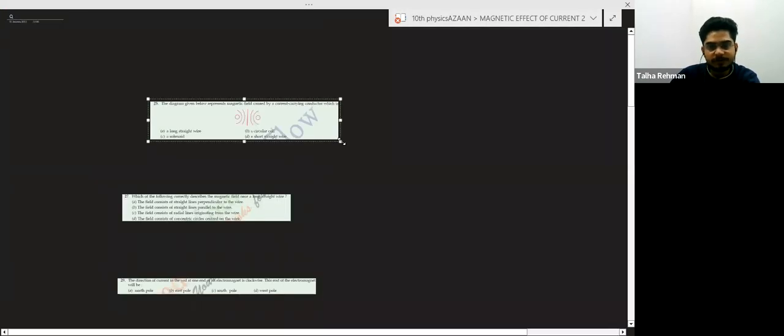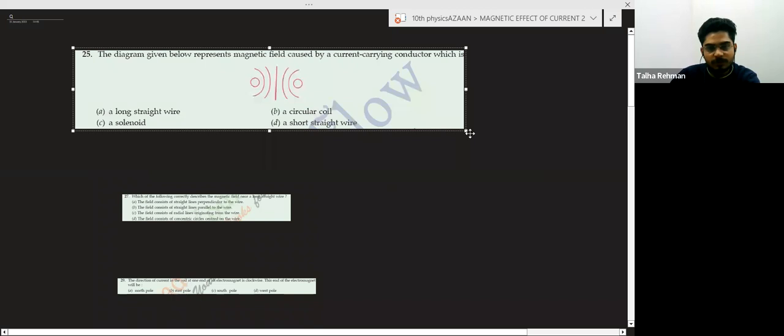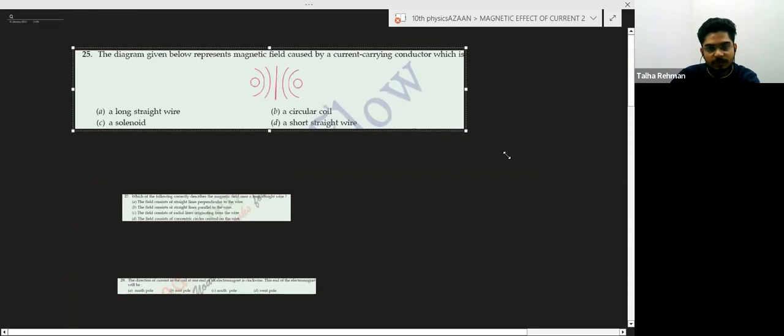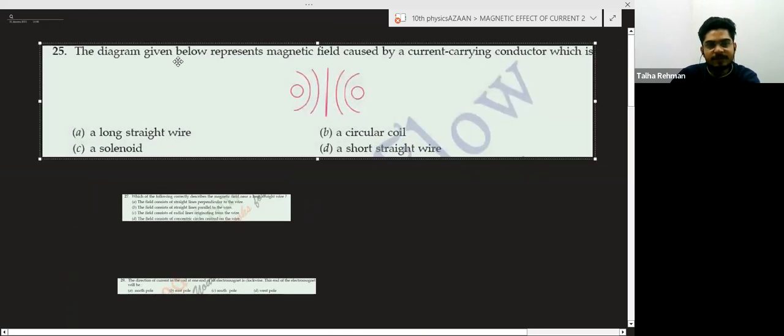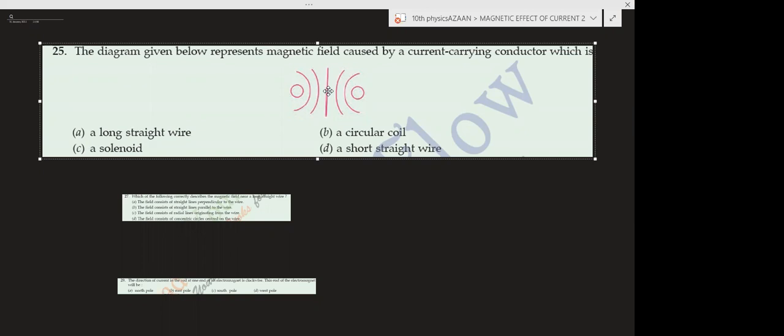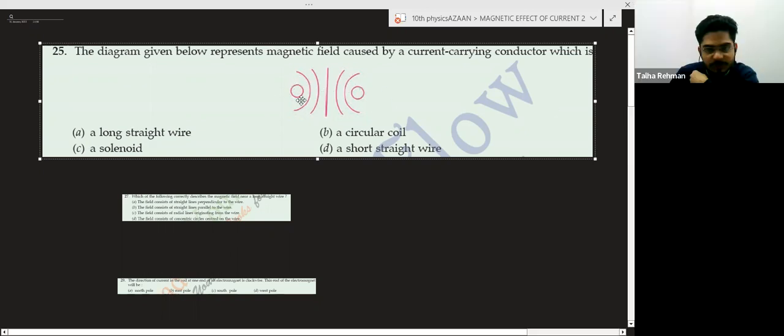Okay, now questions are there. This is a very easy question again. You can see this question. The diagram given below represents the magnetic field caused by the current carrying conductor, which is a long straight wire, a circular wire, a solenoid, or a short straight wire. This is the magnetic field pattern given. Azaan, can you tell me? Yes, sir. What is the answer of this question?